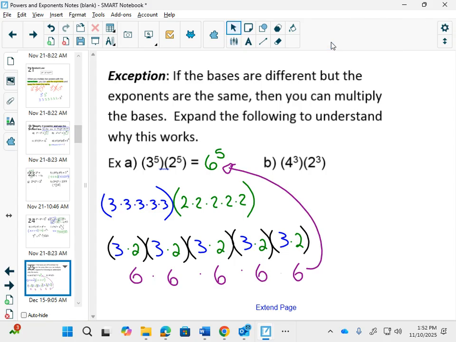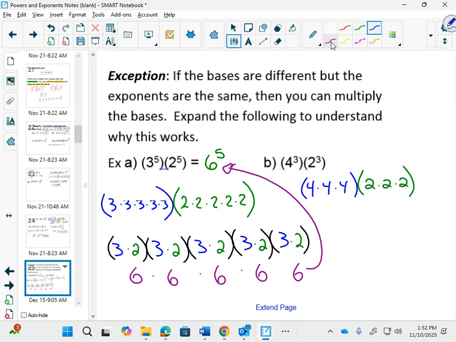I kinda get it. Check this next one out. I'll do blue first. 4 cubed means 4 times 4 times 4, and 2 cubed means 2 times 2 times 2. Can you see that if you grouped the 4s, each with a 2, it would equal 8 to the 3? That's kind of cool. So again, if you're wondering if you're allowed to do something, write it in expanded form and see what comes up.